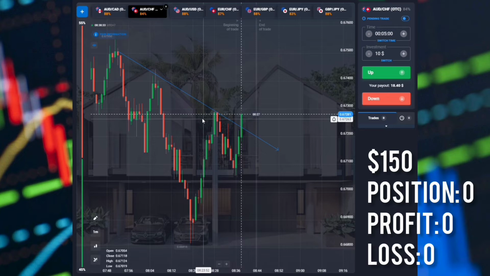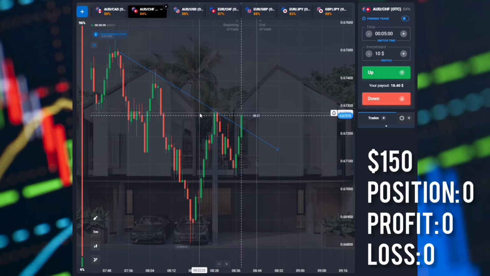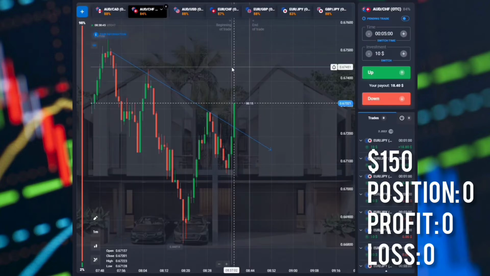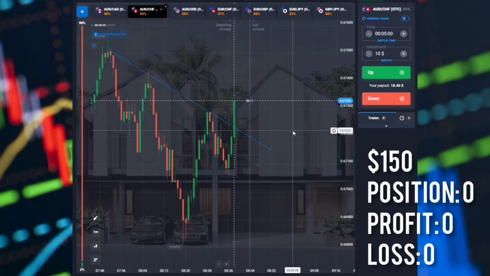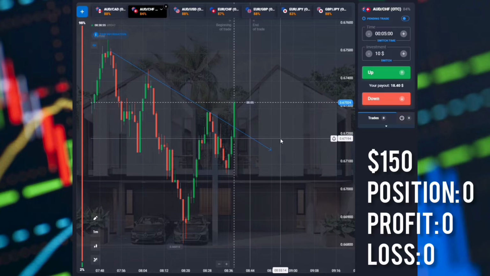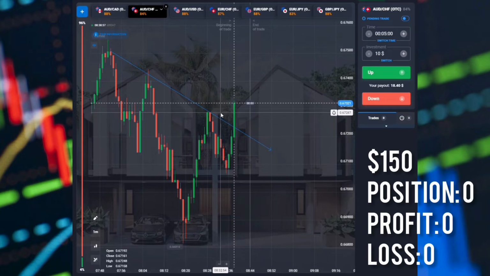Okay, now we have a breakout from the resistance lines. As you can see, this is a bearish pattern, and with this breakout, I think it's going to reverse. It's going to make a bullish pattern. Okay, let's just see how it goes. Still going up, I think.